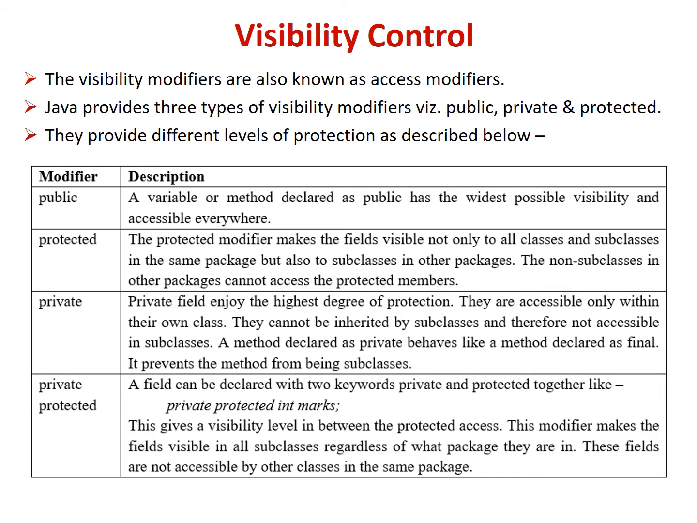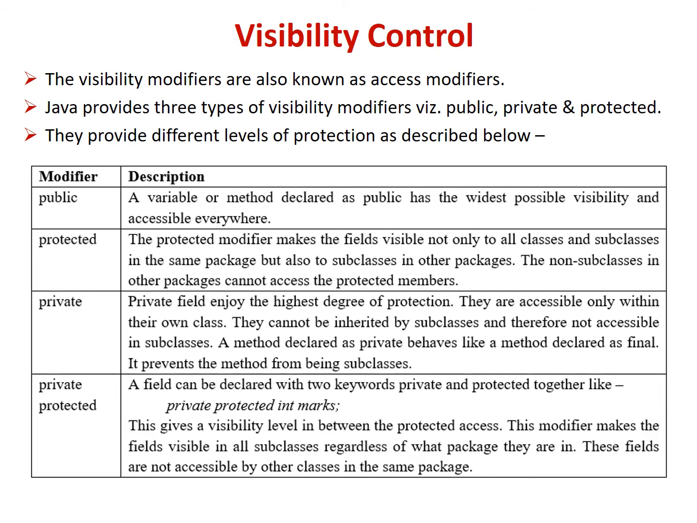Public modifier. A variable or a method declared as public has the widest possible visibility and is accessible everywhere. Second modifier, protected. The protected modifier makes the fields visible not only to all classes and subclasses in the same package but also to subclasses in other packages. The non-subclasses in other packages cannot access the protected members.